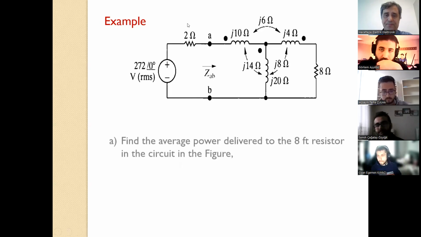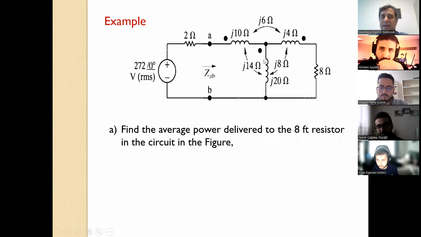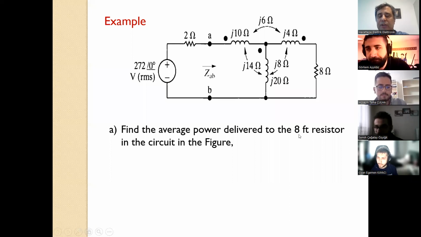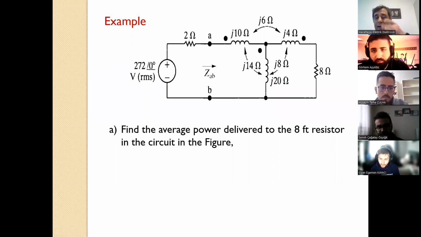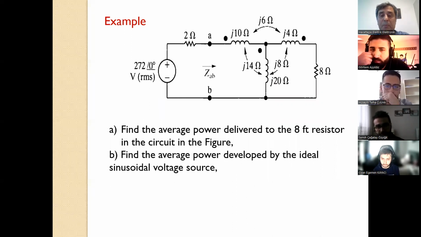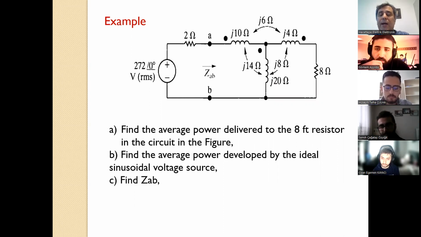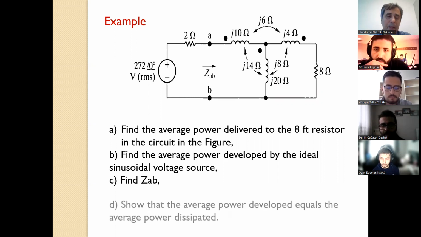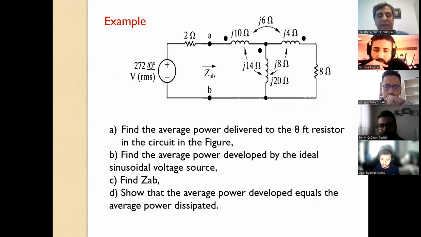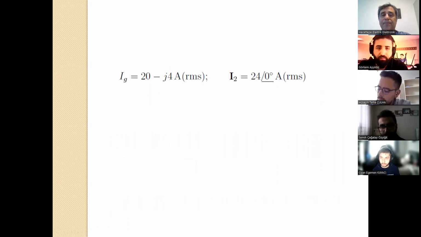What is the question then? Find the average power delivered to the 8 ohm resistor. In the circuit in the figure, find the average power developed by the ideal sinusoidal voltage source. Another important outcome: find ZAB. So this is the overall impedance seen by the terminals AB. And show that the average power developed equals the average power dissipated. So it's another important concept.